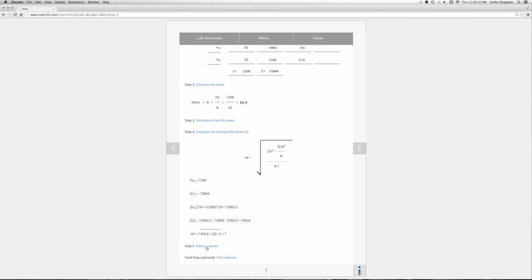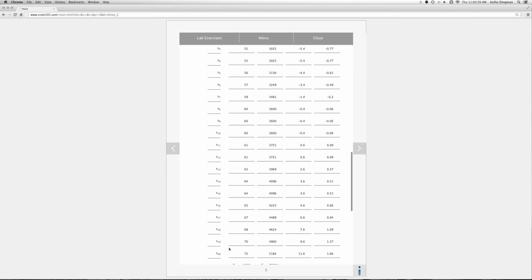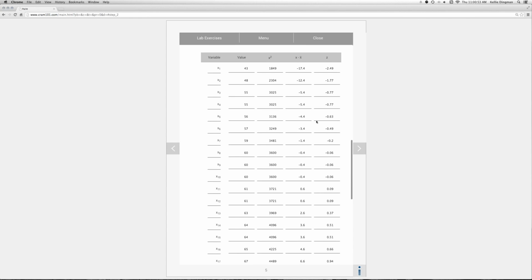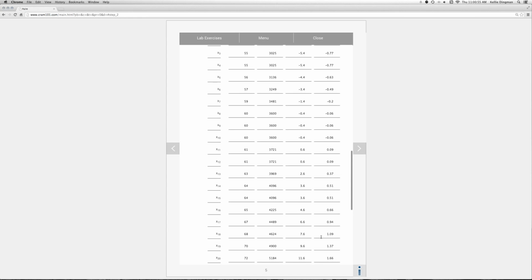So the next step then is to derive the z-scores themselves. We'll click that button. And all we have to do in this case is go through the deviations, negative 17.4, divide that by the standard deviation, and then we have a standard score of minus 2.49. And you could proceed through the rest of the data points, and you'll have your standardized scores.